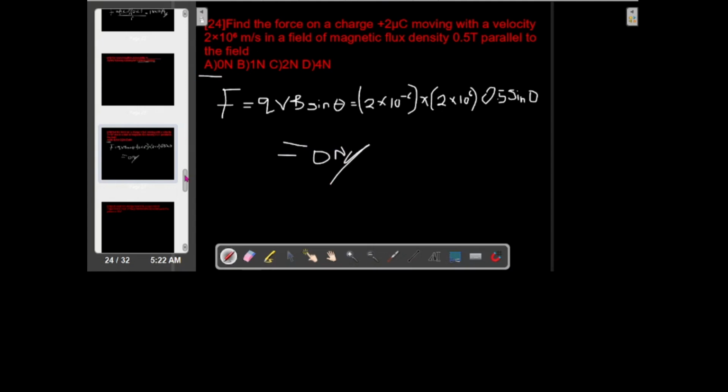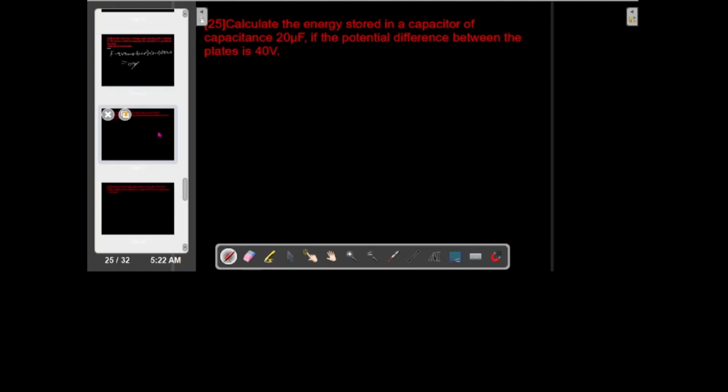Now let's go to the 25th question, which says calculate the energy stored in a capacitor of capacitance 20 microfarad if the potential difference between the plates is 40 volts. Now, how do we solve this? What is the formula for energy stored in a capacitor? There are actually 3 formulas you need to know. And we mentioned the 3 formulas in class. You can just quickly check your notes to confirm them. I also told you how to derive them. The formula is half CV squared. C being the capacitance and then V being the voltage or potential difference.